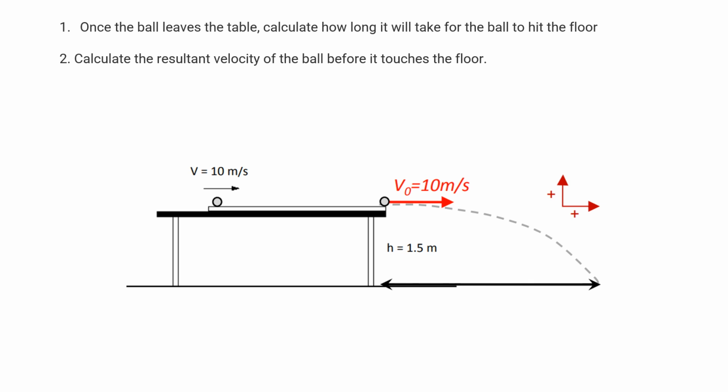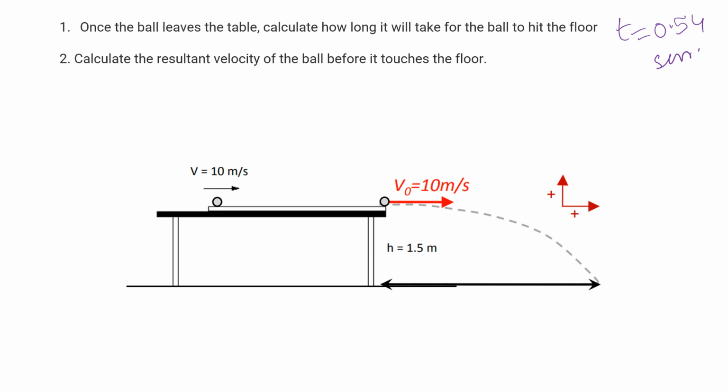So now this is a continuation from the first question. From the first question, we have already derived the time it takes for the ball to reach the ground, and the time was 0.54 seconds. Now let's look at the second question. It's saying calculate the resultant velocity of the ball before it touches the floor.